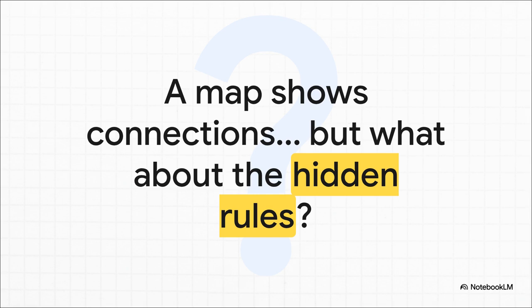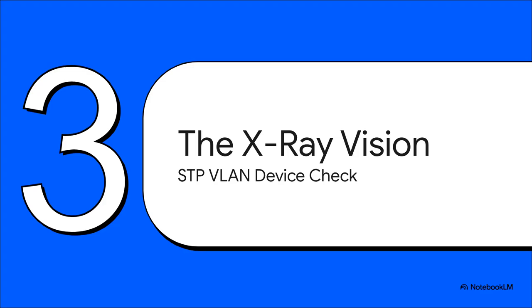Well, that's where our second tool comes in. And this is where we get our X-ray vision. We're talking about the STP VLAN Device Check. Now, this tool lets us peer into the world of the Spanning Tree Protocol, or STP. If you're not familiar, just think of STP as the unsung hero, the traffic cop of your network.